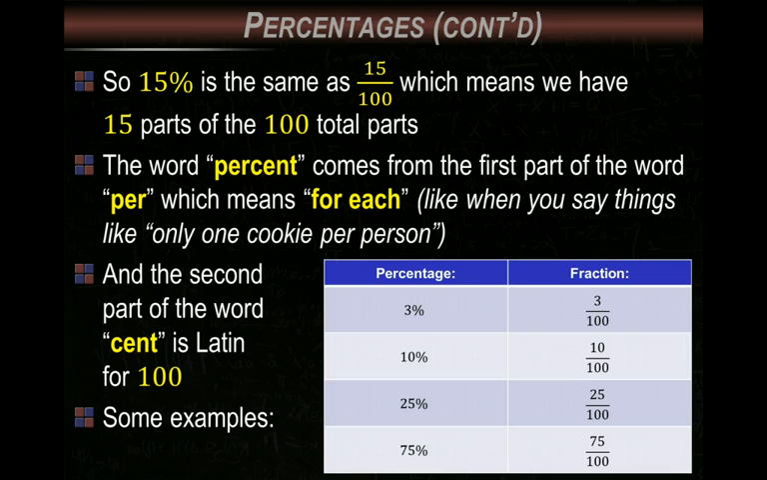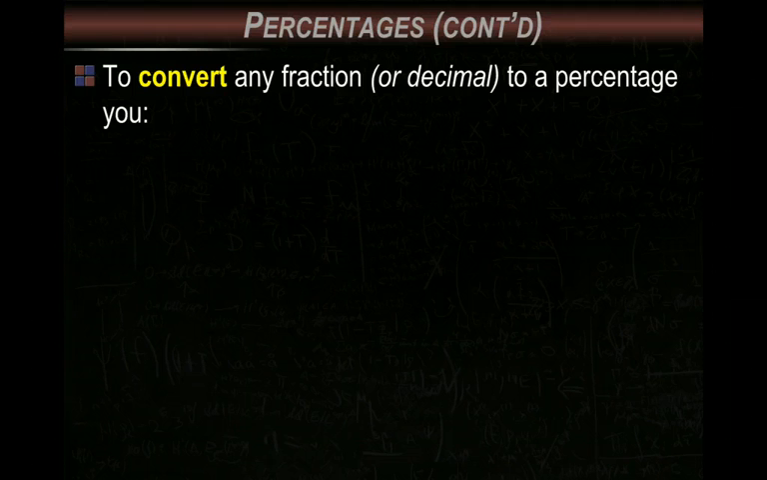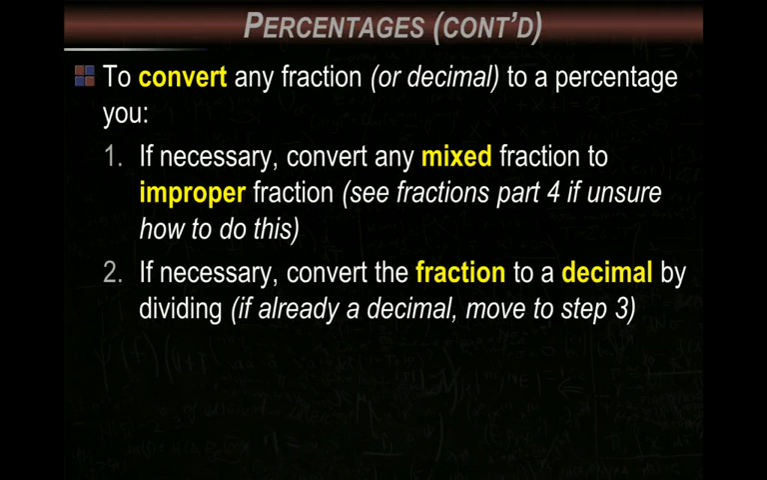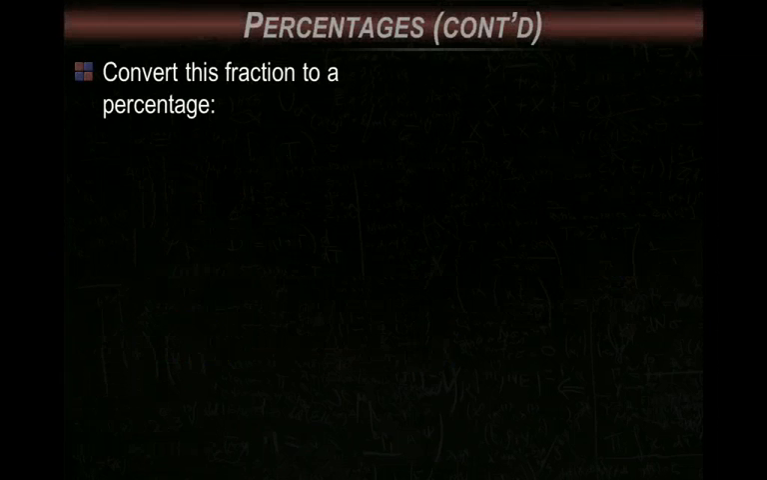So here's some examples, right? 25% is really 25 over 100. It's a fraction. So to convert any fraction to a percentage, start by converting it to a decimal, okay? If it's a mixed fraction, convert it to an improper fraction, if you need to. Then convert the fraction to a decimal, which I just showed you how to do. Then multiply it by 100, and you're done. You will then have a percentage. Watch. I'm going to do it right here.